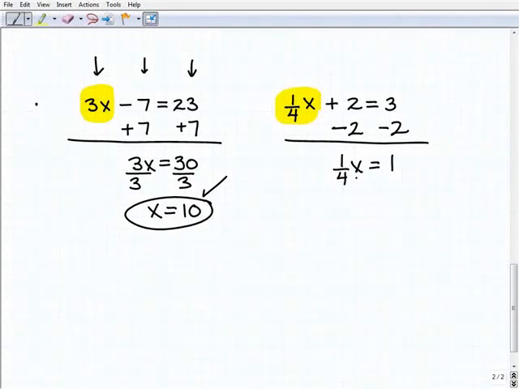How do I solve for x? Okay, so this is, once again, a basic one-step equation. So I've got to look at that fraction, and I've got to flip that fraction, so that'll be 4 over 1, or 4. And I'm going to multiply both sides of the equation by that. Okay, so basically I'm going to be multiplying both sides of the equation by 4. So I'll get x is equal to 4.